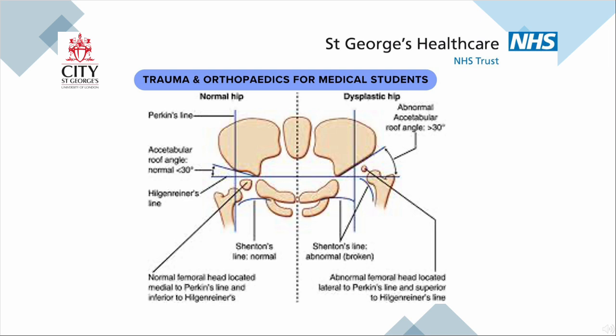which goes along the outside of the acetabulum. And the femoral head should sit in the inner bottom quarter of where those 2 lines intersect. And you can see on the dislocated hip on the right, as you look at the screen, it's in the upper outer quarter. So Shenton's line is broken and the hip is sitting in the wrong quarter of where those 2 lines intersect.